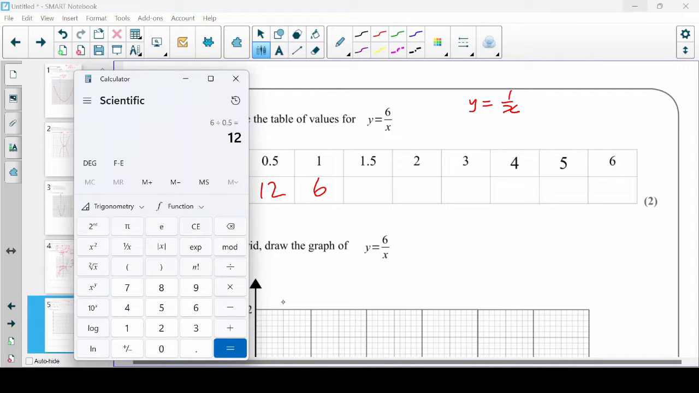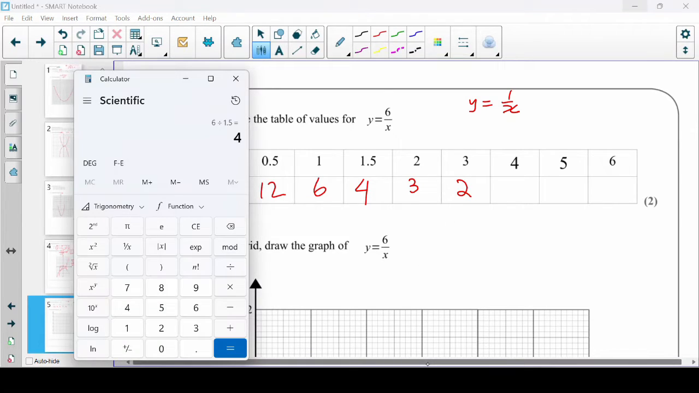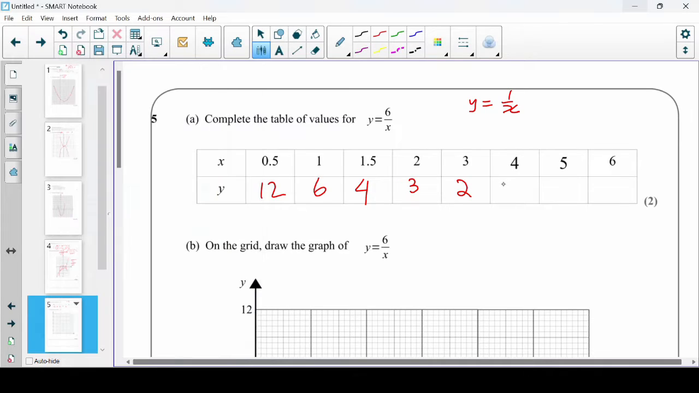Okay, so in the next one we divide 6 by 1.5, it should give us 4. And when we divide 6 by 2, it should give us 3. And when we divide 6 by 3, it should give us 2. And when we divide 6 by 4, it should give us 1.5.